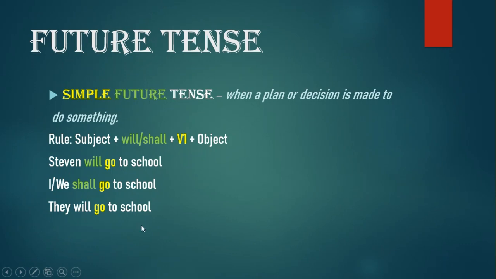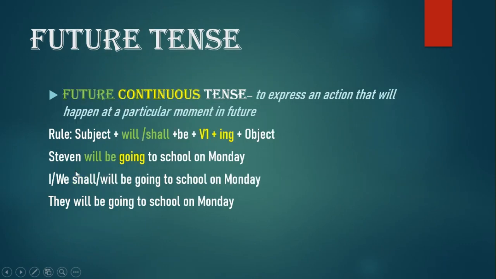Coming to the second one, that is future continuous tense. This tense is used to express an action that will happen at a particular moment in future. So at a particular given time in future, the action that will be happening, we use future continuous tense there. The rule goes like this: subject, again will or shall, plus be, plus root form of verb plus ing, plus object. So continuous, hence root form of verb plus ing. The future part is taken care of by will or shall be. I've given the same colors to the words that correspond to the element of the tense. For example, future is green, continuous is yellow.